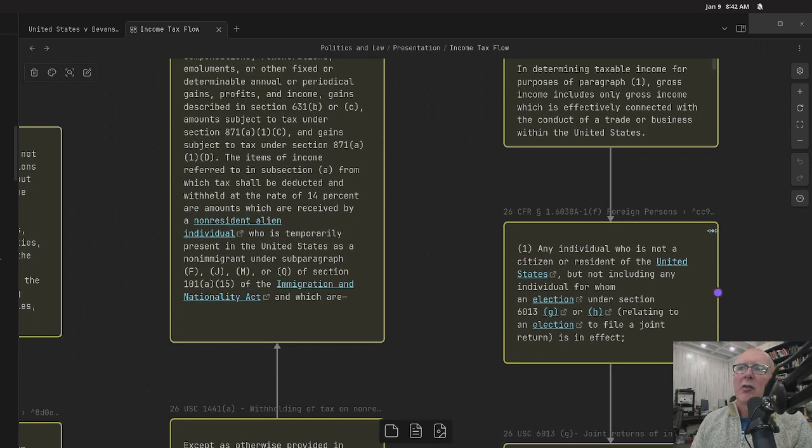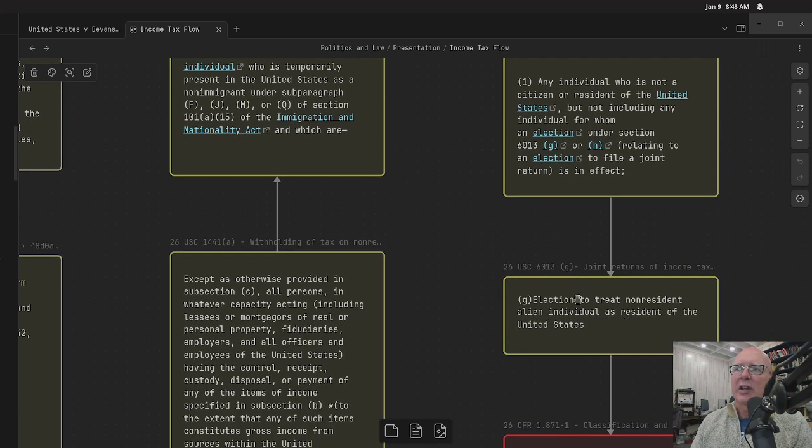So now we have a foreign person, an individual who is not a citizen or a resident of the United States, but not including any individual for whom an election under Section 6013G. This is the trick. This is the joint tax return. 6013 is your joint tax return. Go look it up and read it. It also has the section in there on how to unelect. You need to read it and actually do what it says. But again, this is a joint tax return. Now let's look at the joint tax return.